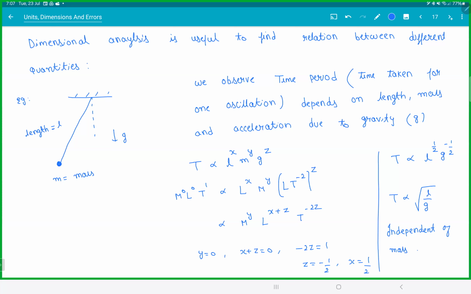But it has its own drawbacks. This thing does not give you the constants. It does not work for certain kinds of formulas. Let me show you that. But have a look at this.